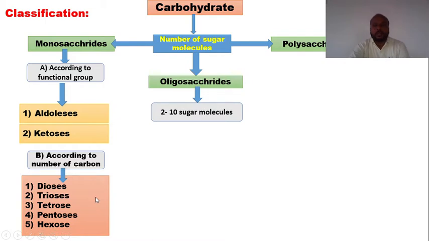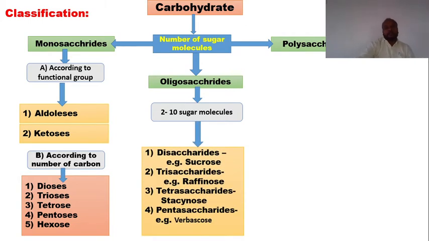Then oligosaccharides have a few, that is 2 to 10, sugar molecules. Oligosaccharides are again classified as disaccharide, trisaccharide, tetrasaccharide and pentasaccharide. Here are the respective examples. In disaccharide there is sucrose, which you all know. In trisaccharide there is raffinose. In tetrasaccharide there is stachyose, and in pentasaccharide there is verbascose. So these are the examples and the classification of oligosaccharides.